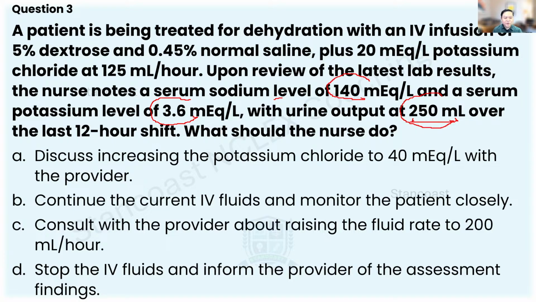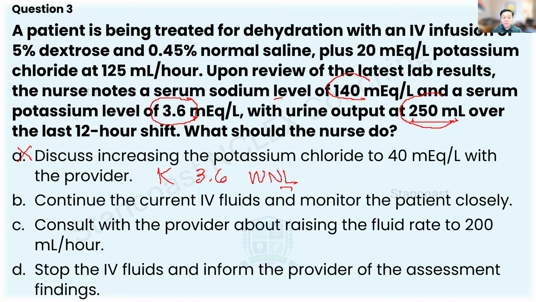Okay. If you had answered letter A, discuss increasing the potassium chloride to 40 milliequivalents per liter with the provider, you are suggesting that you are supposed to increase the concentration. This is incorrect. The patient's potassium level is at 3.6. Is there a need to increase the concentration? No. Your patient's potassium level is already 3.6, which is within the normal range. You're eliminating letter A this time.